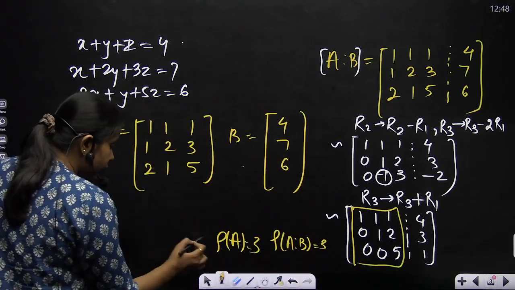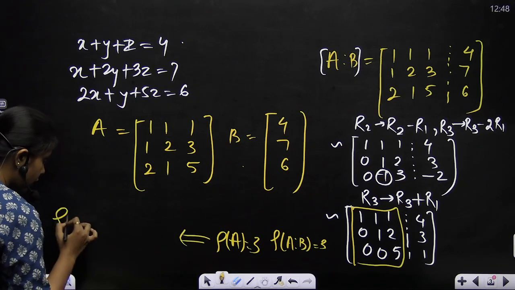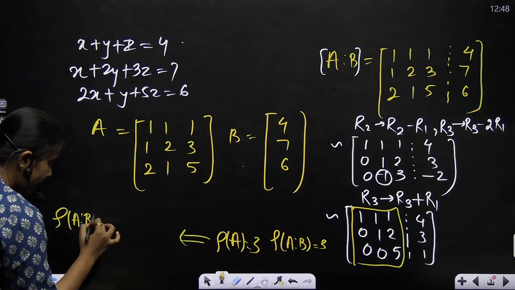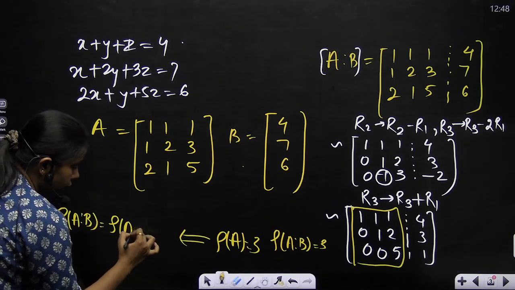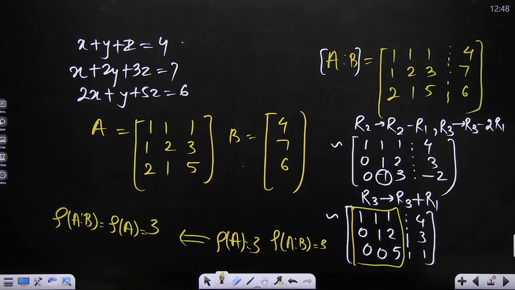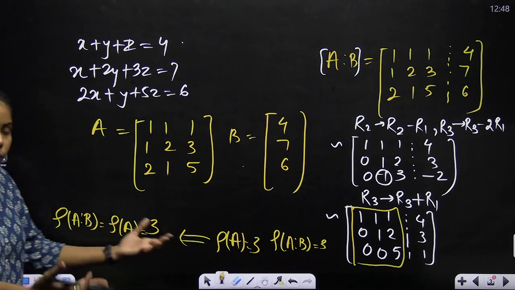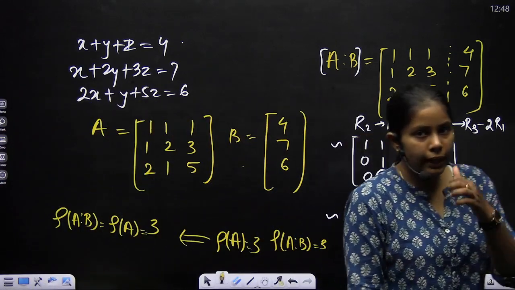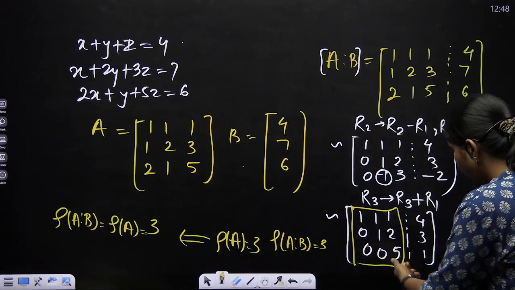So here you would notice that rank of A augmented B is equal to rank of A, which is equal to 3, the number of variables. So it would have a unique solution. And how do you find out the solution? Right, that is also a question. So what would you do?